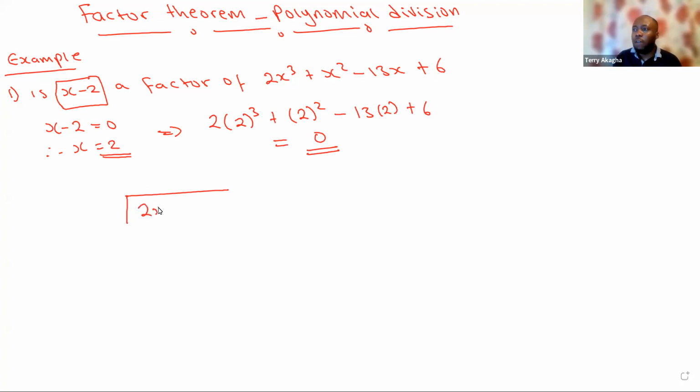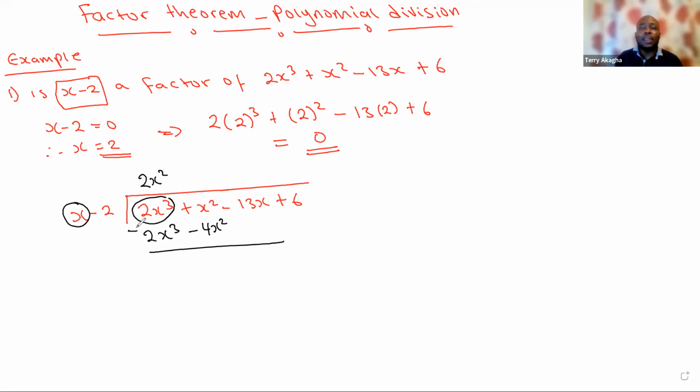So let's try it. We have 2x cubed plus x squared minus 13x plus 6. You can see there are no missing terms there: 3, 2, 1, right? And we have x minus 2. Like I explained in the previous video, when you divide, you divide only the first term. So 2x cubed divided by x gives you 2x squared. Then 2x squared times x gives you 2x cubed, and you multiply to get minus 4x squared.